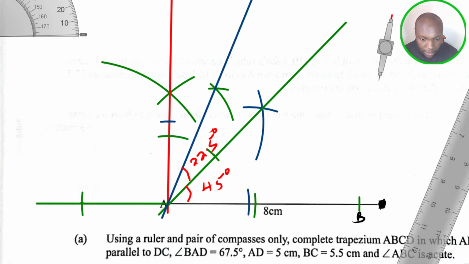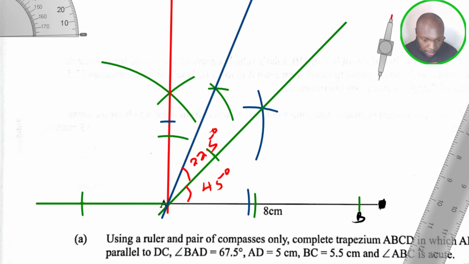Now, having done that, the next thing is to get this measurement. Now A is here, this is where you have A, and we are given here that AD is equal to 5. So you can take a measurement of 5 centimeters.